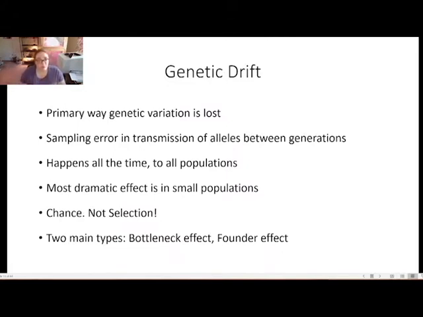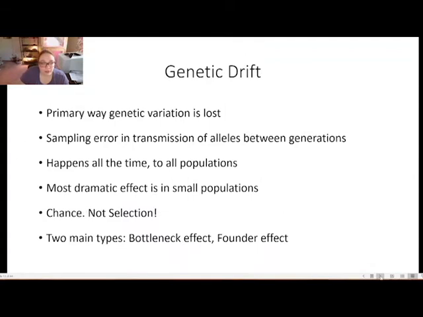So it happens all the time, though. So it happens to all populations of organisms. But the problem is it's very impactful on small populations. And the reason for that is small populations are typically less diverse to begin with. So they have smaller numbers of individuals. They have smaller numbers of each type of allele because of that. So you have a higher chance of getting rid of an entire allele. Now, there are two main types of genetic drift. We're going to go through both of them. You have the bottleneck effect, and then you have the founder effect. And they are a little bit similar, but we'll go through them and we'll distinguish them from each other.